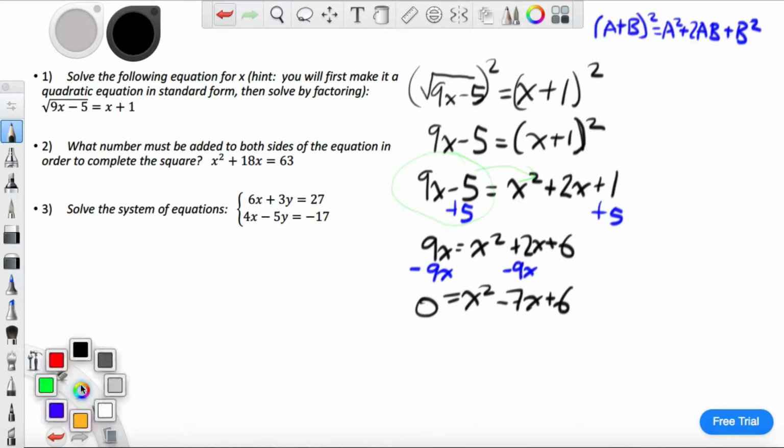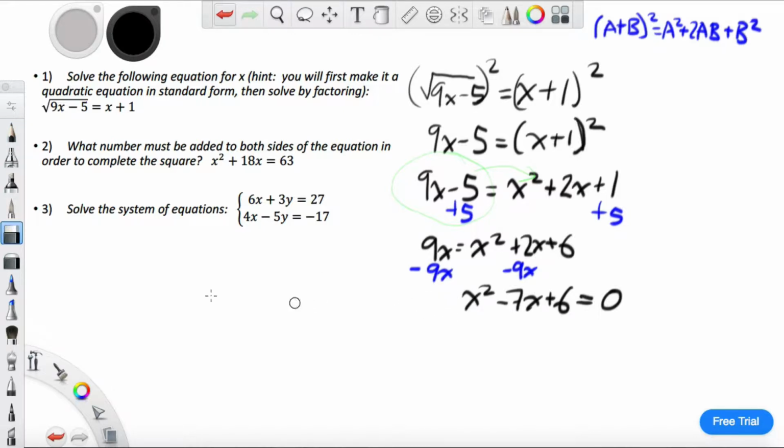And you know what I'm going to do? Since 0 equals this, I'm going to put this equals 0 so that we can see it in the form that we normally know it as. And now we've got our quadratic equation that we can solve. And this says solve it by factoring. Let's go ahead. Let's go for it.